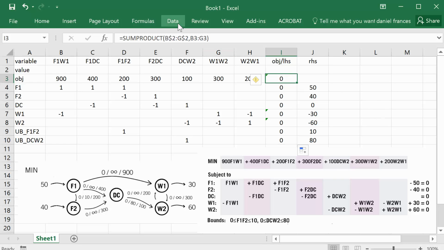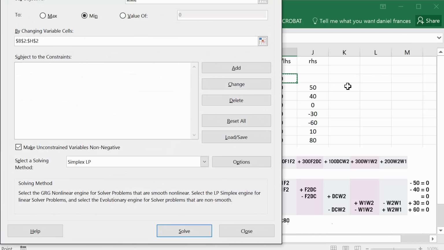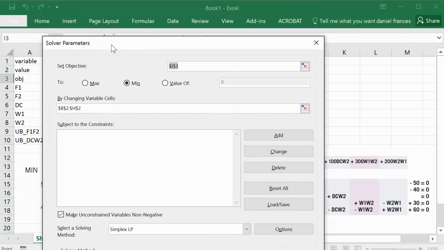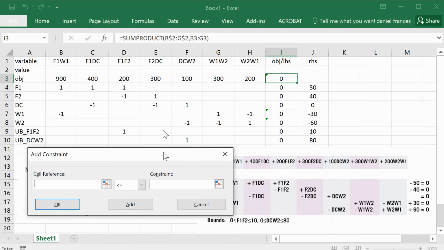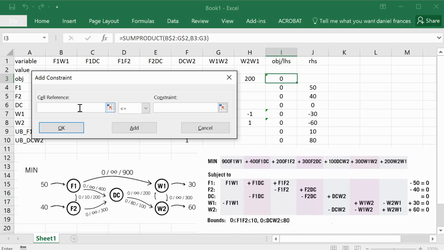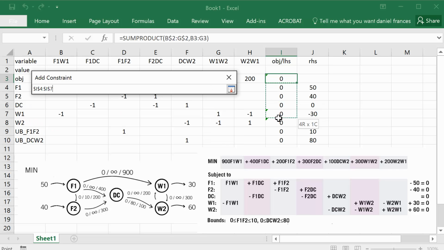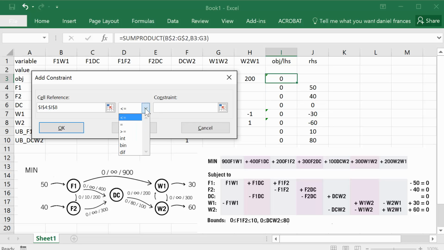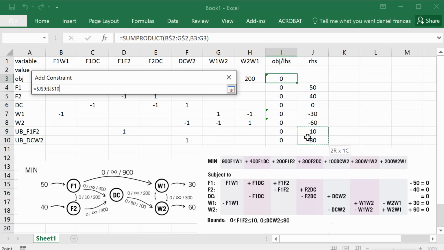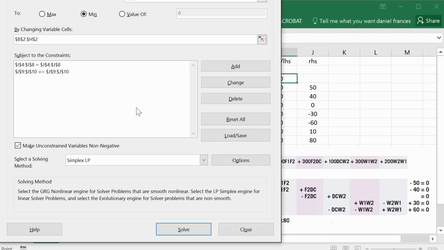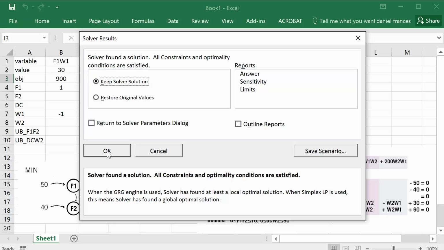So now we go back to our data and we go back to our Solver. And we have already the objective, we have already the min, we have already the changing variables, and now we go and add constraints. And now we can say that these 5 values have to be equal to these 5 values. And then we add another constraint where these 2 values have to be less than or equal to these 2 values. And we say OK. And now we solve. And we say OK.